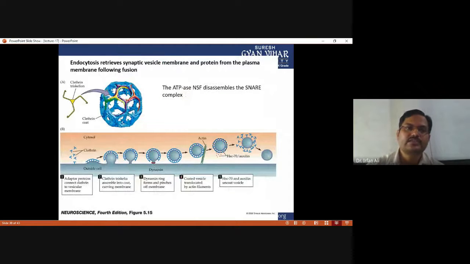Now, endocytosis retrieves synaptic vesicle membrane and protein from the plasma membrane after fusion. As you can see in this figure, first of all, adapter proteins connect clathrin to the vesicle membrane. Now clathrin triskelia assemble into a coat, curving the membrane. Now the dynamin ring forms and pinches off the membrane. Now the coated vesicle is translocated by actin filaments. Now Hsc70 and auxilin proteins uncoat the vesicles. So this is the process of endocytosis.